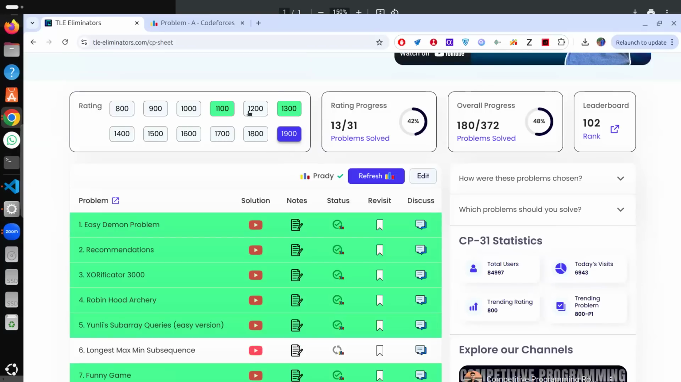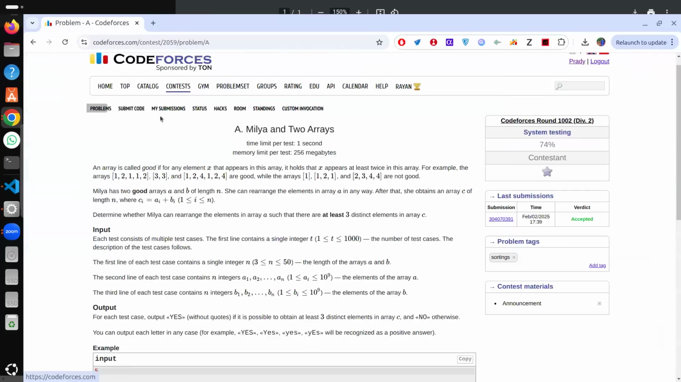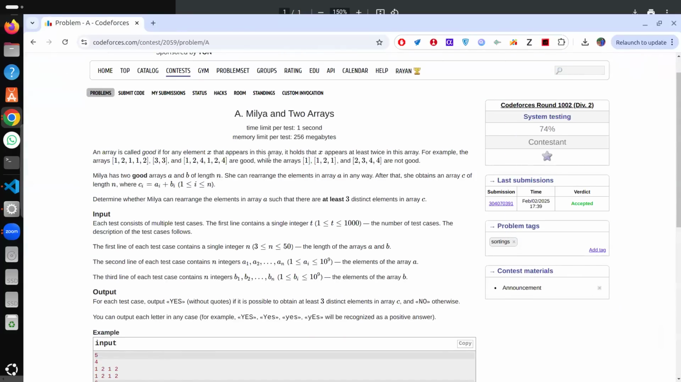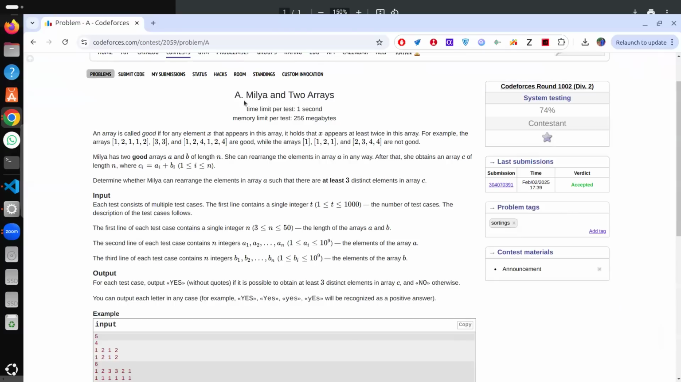Okay, so let's start. All right, so today the first problem was called Milya and Two Arrays. The problem was: an array is called good if for any element x that appears in the array, it holds that x appears at least twice.